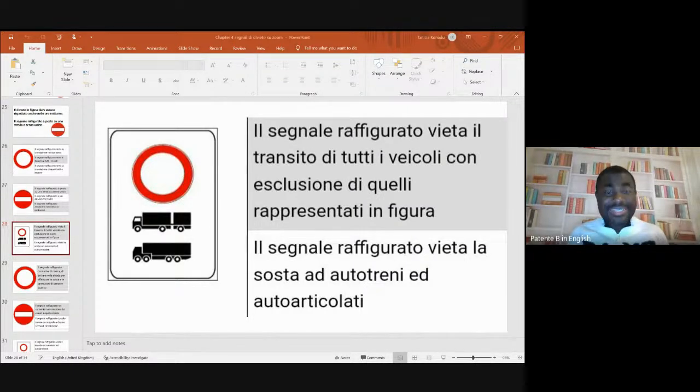The second one says that il segnale raffigurato vieta la sosta ad autotreni ed autoarticolati, guys, and the answer to that question is false.